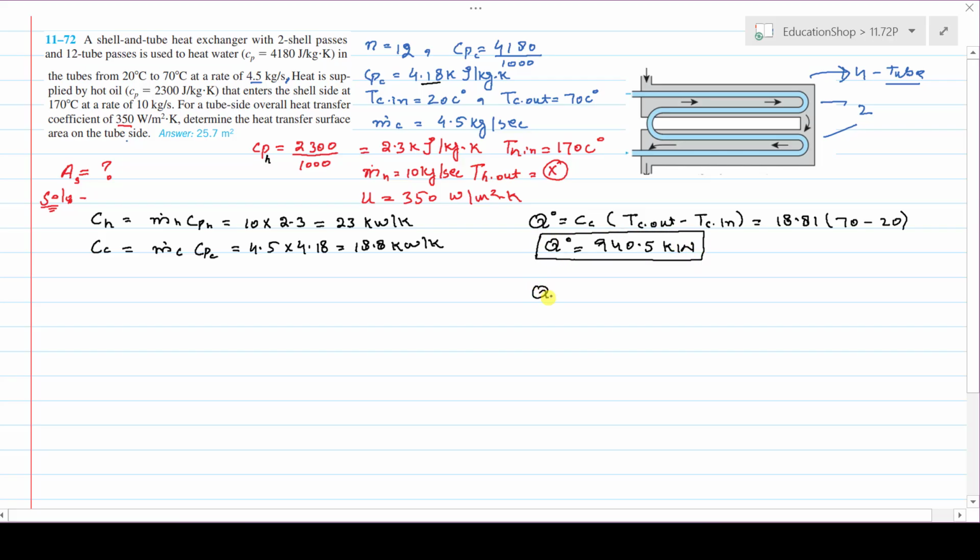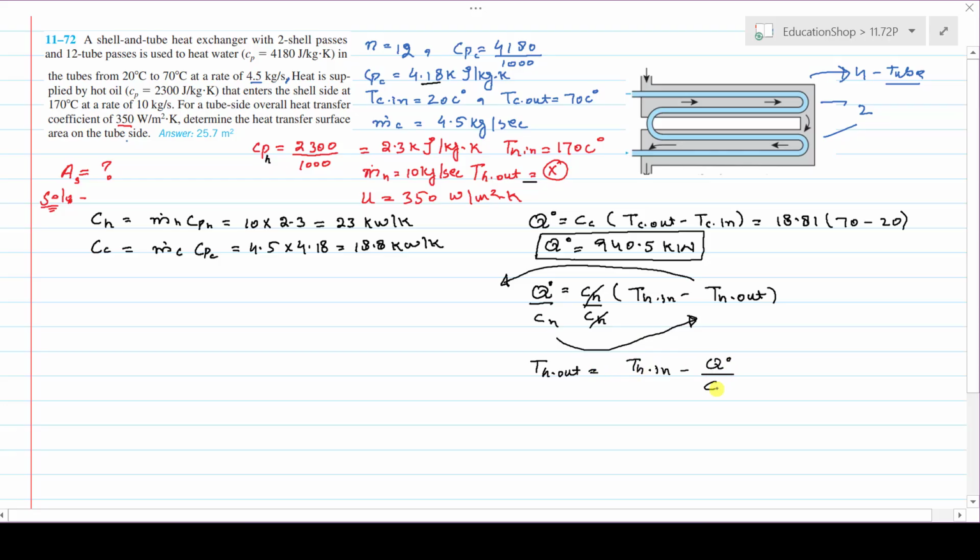We also note that the heat transfer rate is equal to the capacity rate of the hot fluid times T hot in minus T hot out. The hot temperature out is not given. Divide both sides by the capacity rate of the hot fluid. So we'll cancel these. We are interested to find this value, so shift this to the left hand side and that to the right hand side of the equation. Then we can say that T hot out is equal to T hot in minus Q dot divided by the capacity rate of the hot fluid. T hot in is 170 minus Q dot is 940.5, divided by the capacity rate of the hot fluid, 23. Solve this on the calculator and it will give you the hot temperature out, that is 129 centigrade.